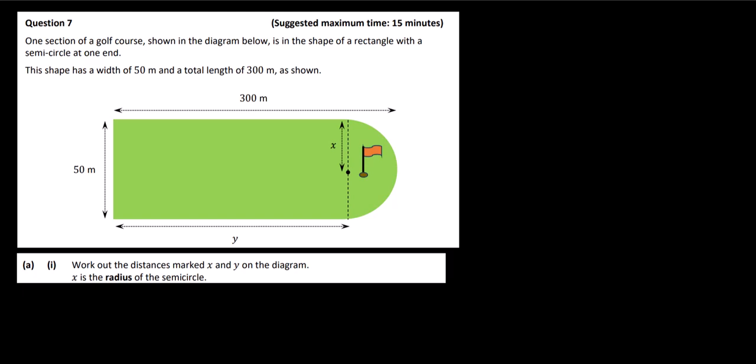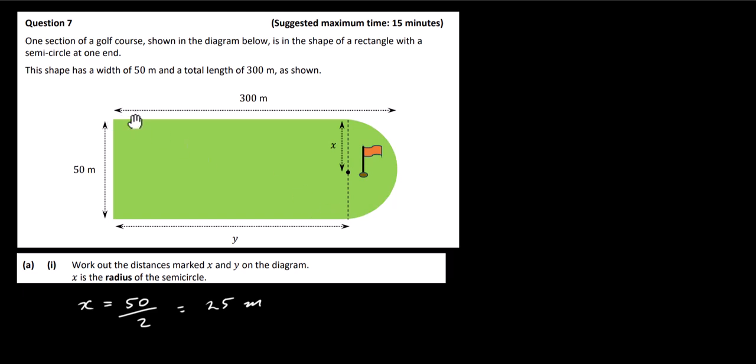X is the radius of the semicircle. Okay, so this is reasonably straightforward, I think. The distance from here to here is 50 meters. So that means the distance from here to here is 50 meters. Half that distance is x. So x is just equal to 50 divided by 2, so just 25 meters.